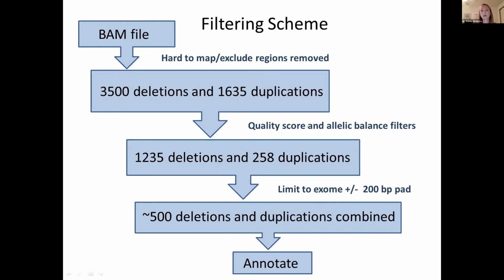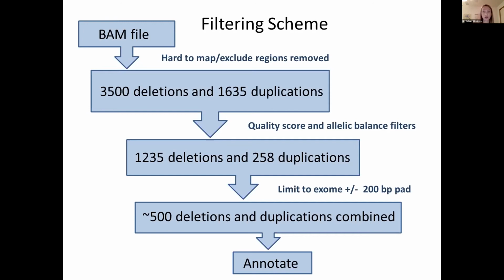So then we applied some quality filters and allelic balance filters, making sure that if it was called a deletion, the allelic ratio makes sense for a deletion, for example. That left us with about 1,200 deletions and over 200 duplications. And at that point, we limited the calls to the exome plus or minus a 200 base pair pad, because like I was mentioning in the beginning, most of the variants that are known to be clinically significant are going to overlap with that exome.